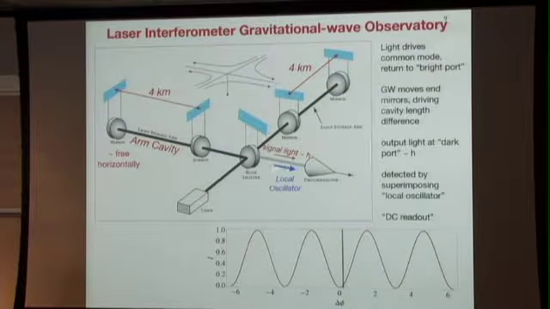So what you do is you have to impose a local oscillator light. So in reality, what happens in LIGO right now is that there's a small offset that is put into one of these cavities in such a way that there's already a phase shift, so that there's already a little bit of light coming out from the dark port, even when there's no gravitational waves.